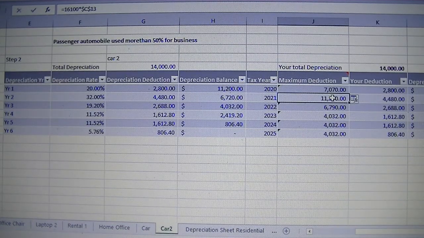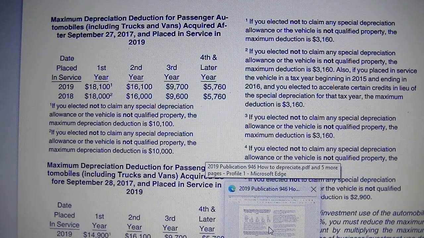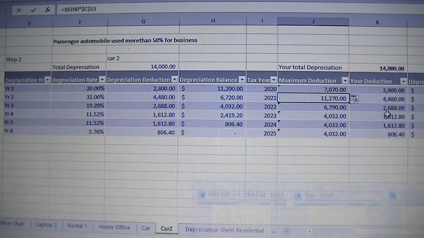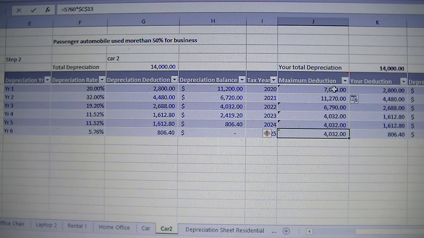And the maximum depreciation deduction for year 2 is 16,100. So you'll take that times 70% business and investment use. Year 3 is 9,700 times the business use and investment use percentage. Year 4 and later will be 5,700 each times 70% of business and investment use as well. And that will give you the maximum depreciation based on your business and investment use of the car.